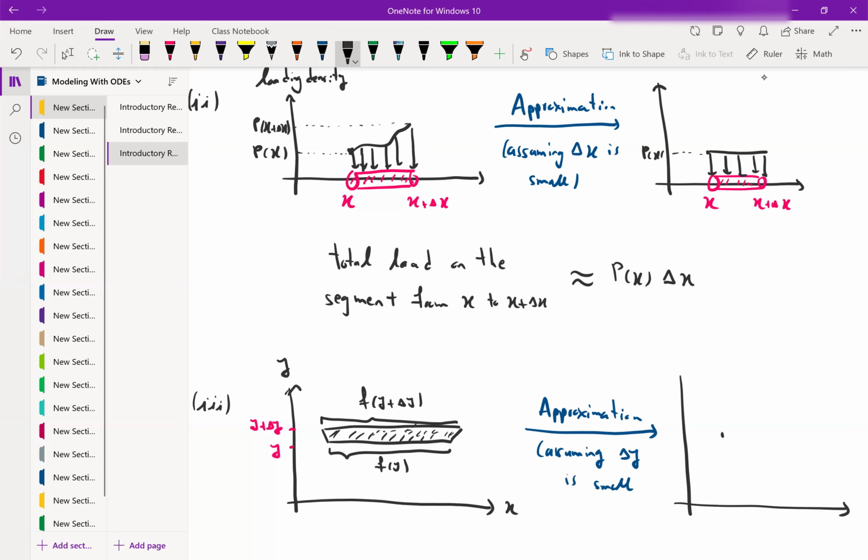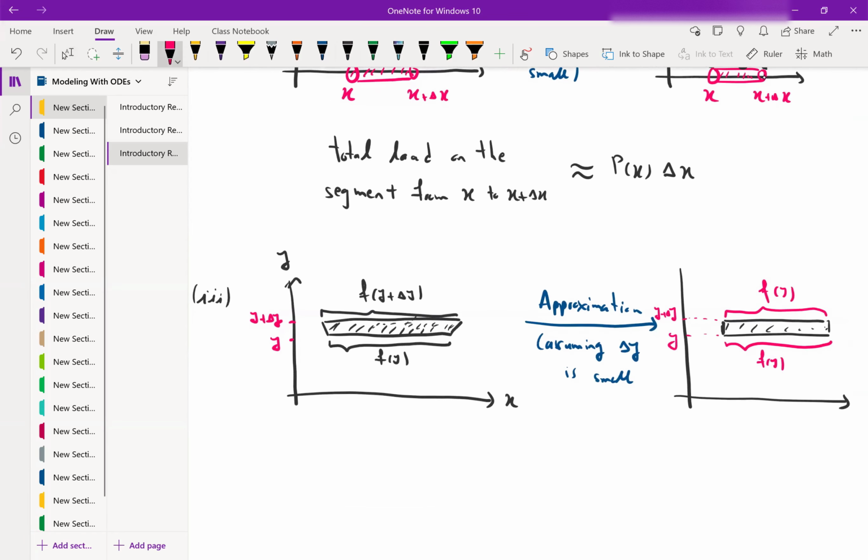That means that I'm approximating that area with this area. So this is y. This height is y plus delta y. The length of the bottom still is f of y, but the length of the top is also f of y. Exactly, I'm assuming this f is a constant function over the interval from y to y plus delta y. And then now I know the area of a rectangle.